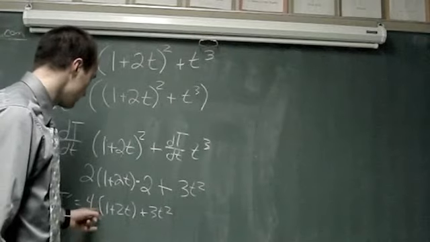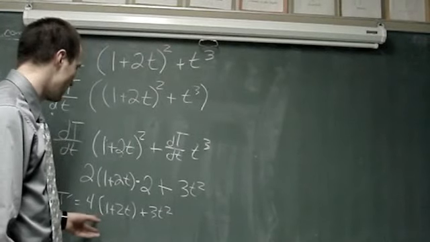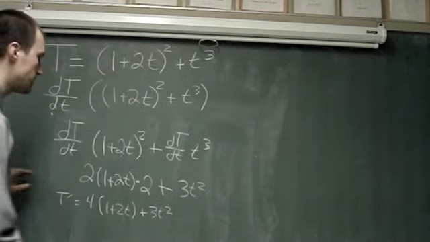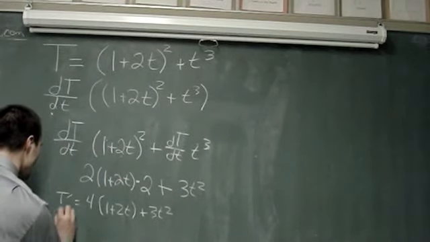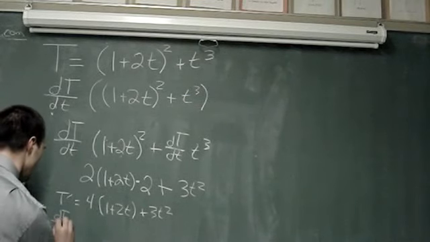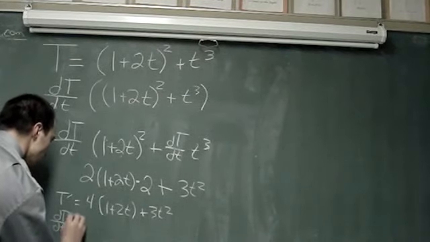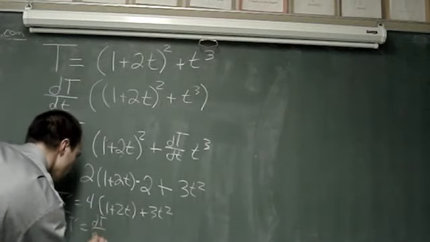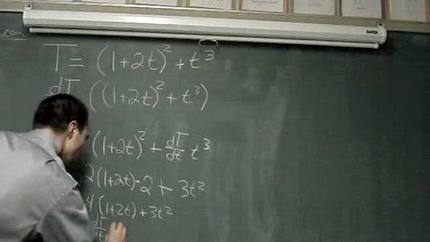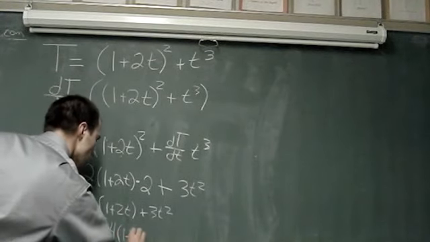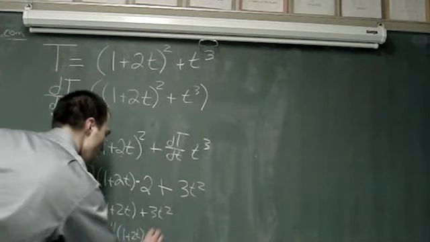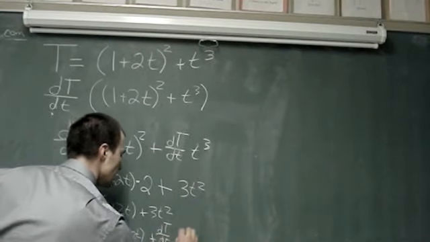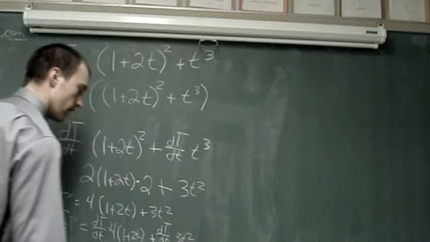Should we want to take the derivative now of this to give ourselves T double prime, or the second derivative of T, we will have d capital T over dt of this T prime, which is d capital T over dt of 4 times the quantity 1 plus 2t, plus d capital T over dt of 3t squared.